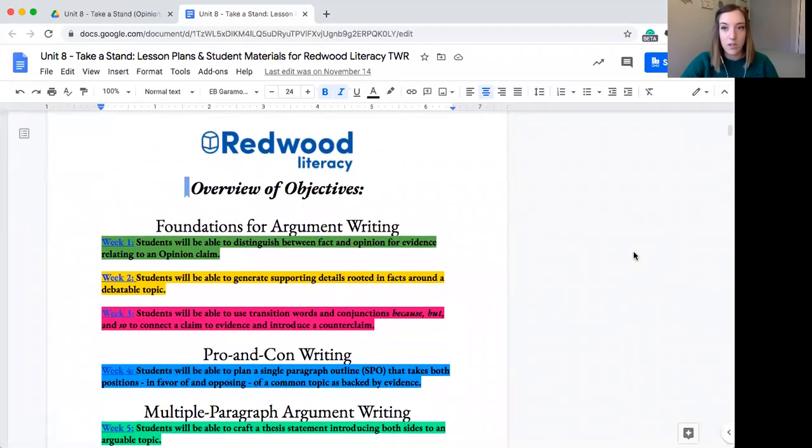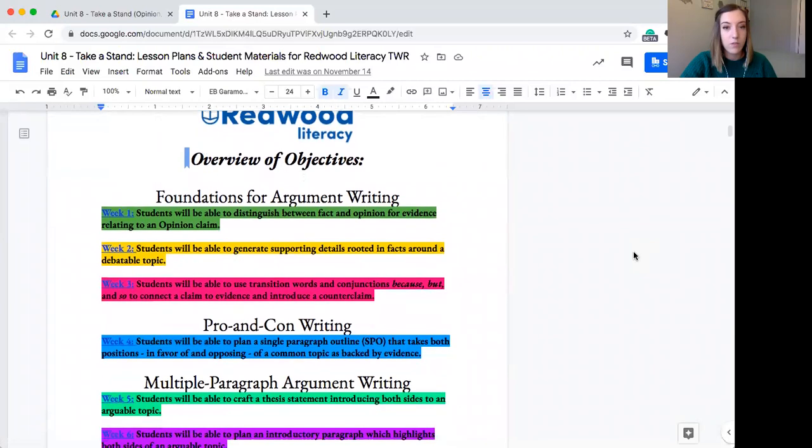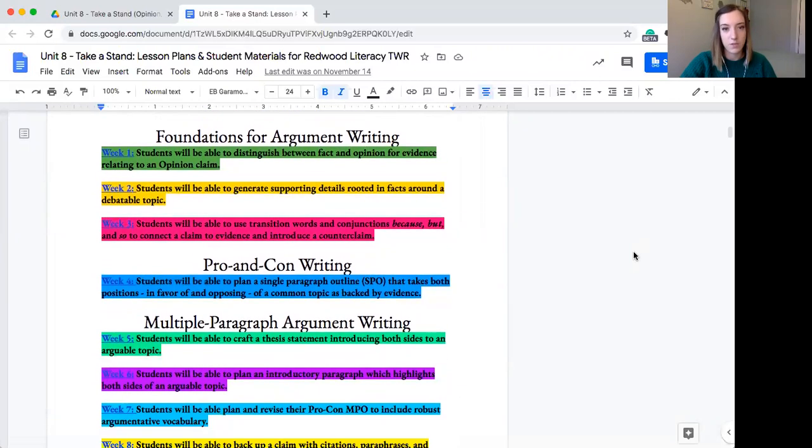Looking into our table of contents, we have our overview of objectives, starting with foundations for argumentative writing. And this can lead in starting from kindergarten all the way up to high school. It depends very much upon your students' background knowledge and the content that they're studying. But ultimately, the goal is for them to be able to distinguish between fact and opinion. There's a couple of games that they'll be playing.